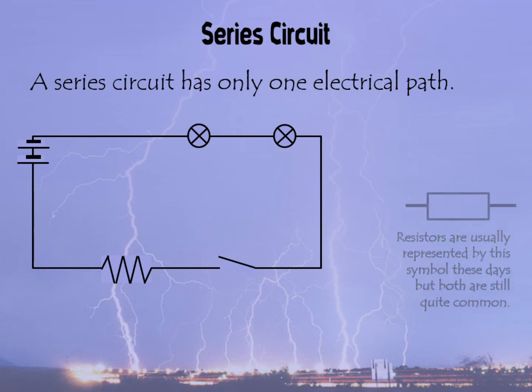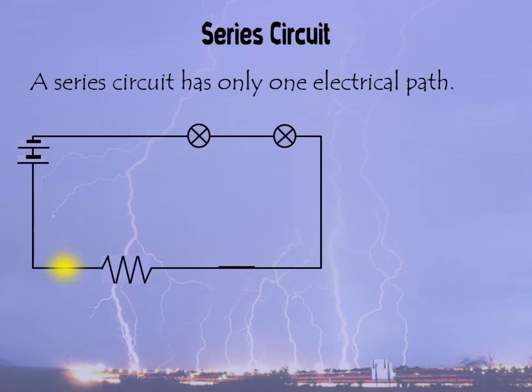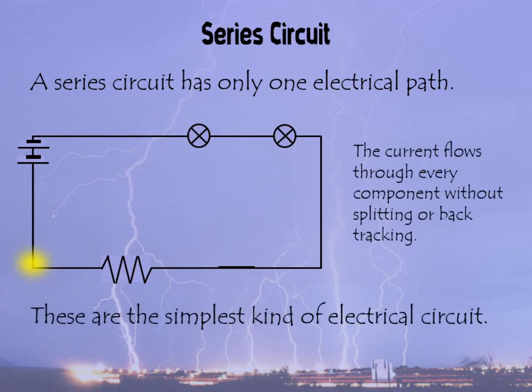So, if we close the switch and we see the electricity going around the circuit, we can see that it follows just one path all the way around the circuit, and it gets to every part of the circuit. So, that is a very simple series circuit.